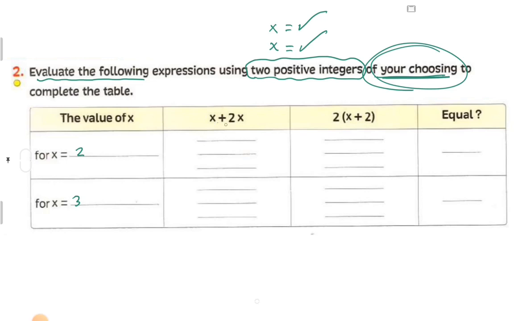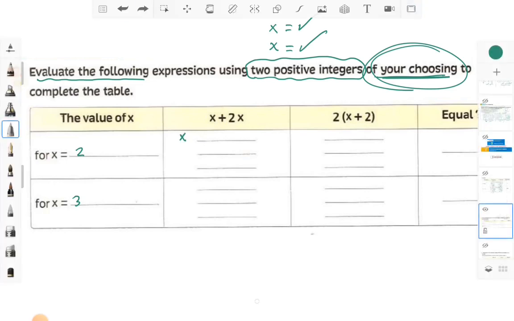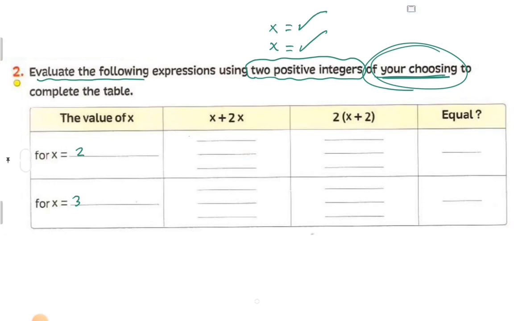Here we have x plus 2x. That means x plus 2 by x. Okay, x equal 2 plus 2 by x, 2. Now start with multiply. 2 plus what? Plus 4 equal 6. The first expression gives us 6 when I substitute x equal 2.